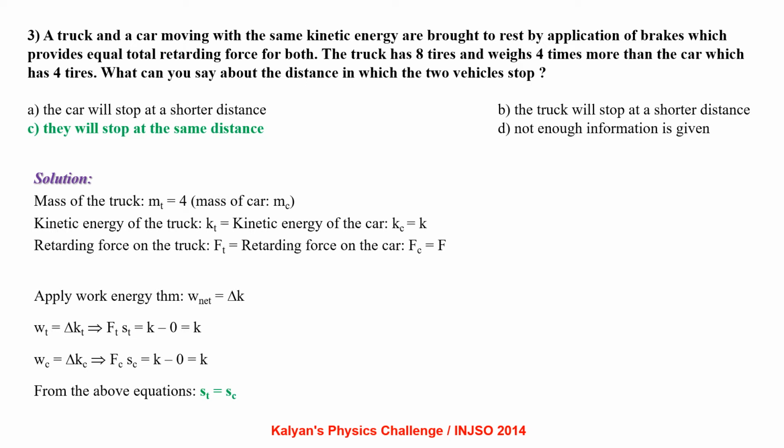Applying work energy theorem, W net equal to delta K. W truck equal to delta K truck, that is F truck into S truck equal to K minus 0, that is equal to K. W car equal to delta K car, that is F car into S car equal to K minus 0, that is also equal to K. So from the above expressions we can see that S truck equal to S car.